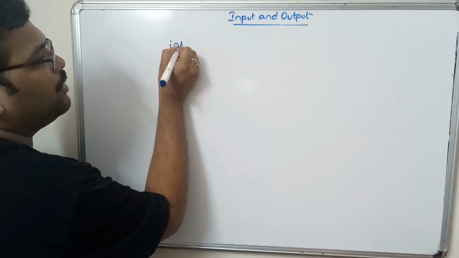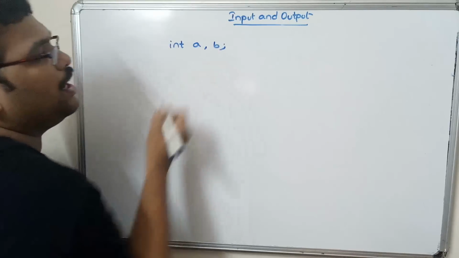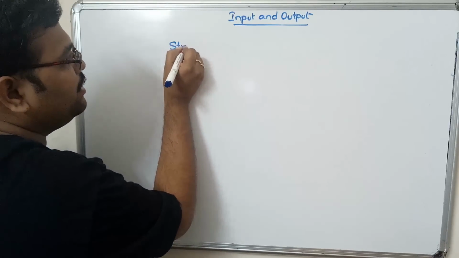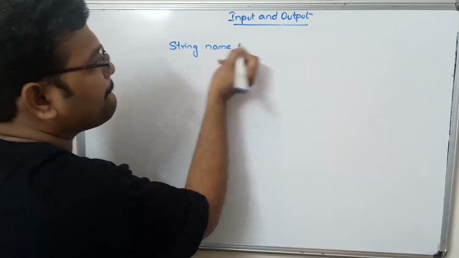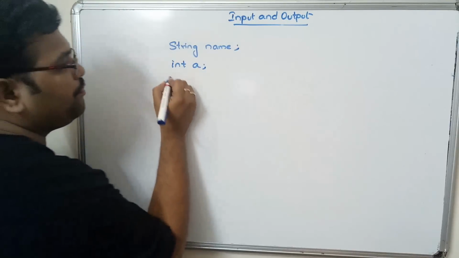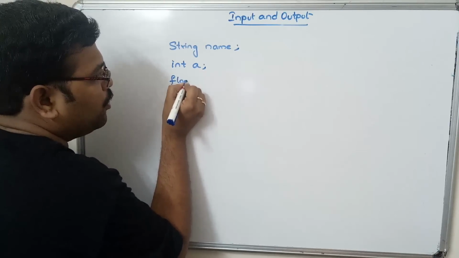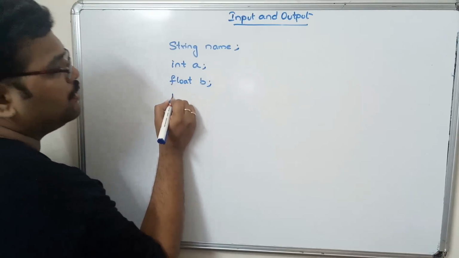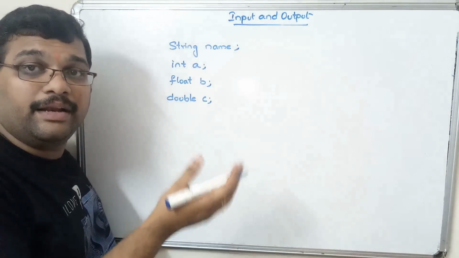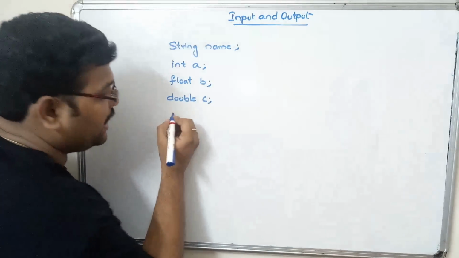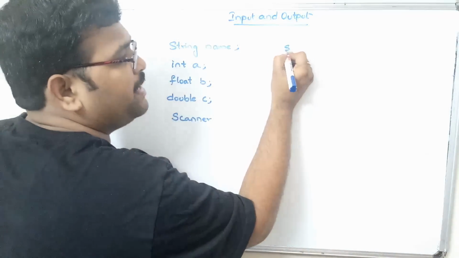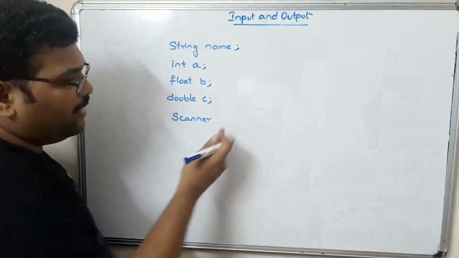So let it be int a, b. I have to read two integers, or simply we can use some string name, int a, float b, double c. In order to read the input from the keyboard, we have to use the scanner class. So first create an object of scanner. Object name can be anything. I have given SC as the scanner object, but you can write any object name.